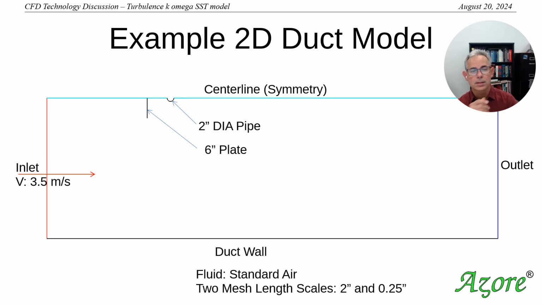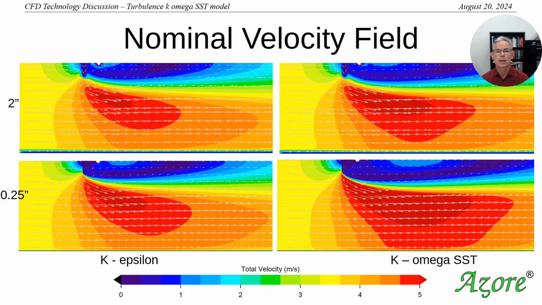And all of the things that we're going to really look at in this discussion are going to be focused on steady state simulations. So let's take a look here. And so here is kind of a matrix of the nominal velocity field you would get when you run these simulations. So the top row right here is at the coarse length scale.